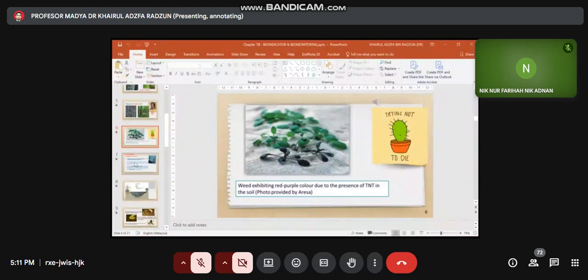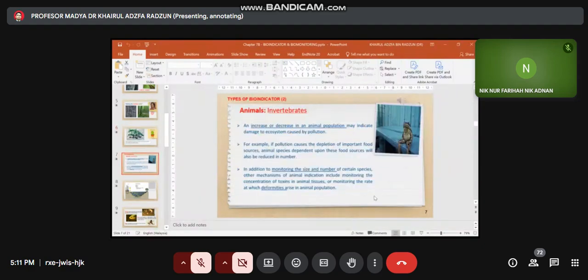However, the importance is that we can use it as an indicator. So animals also can be used as indicators, like this sitting frog on this particular area. This is just a picture. So an increase or decrease in animal population may indicate damage to the ecosystem caused by pollution. For example, if pollution causes the depletion of important food sources, the animal species dependent upon these food sources will start to reduce in number.